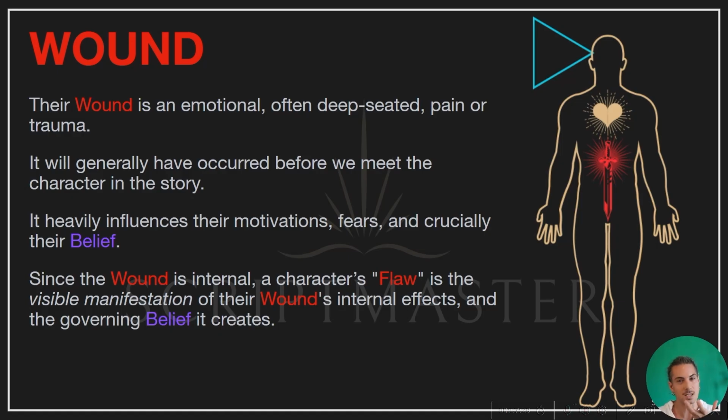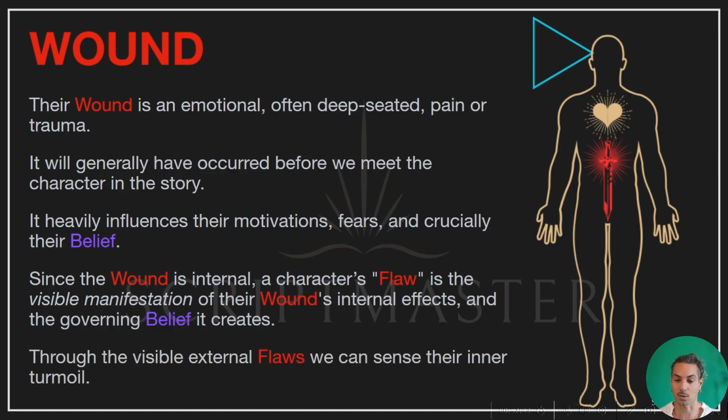So you've got to identify what is this thing inside them, this character wound, and then figure out, well, what are the visible manifestations through which that wound makes itself known through my character's behaviors. Through those visible external flaws, we, your reader and audience, should be able to sense their inner turmoil, and maybe the characters in your story can sense this character's inner turmoil too, because they have to experience those flaws in the story world.